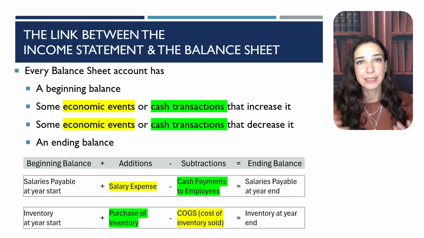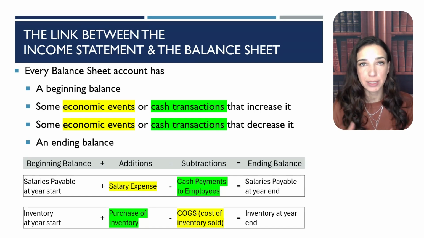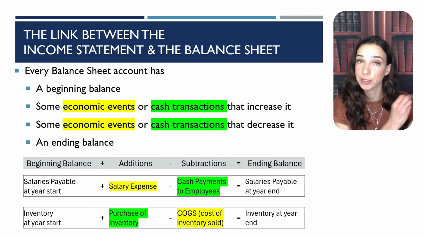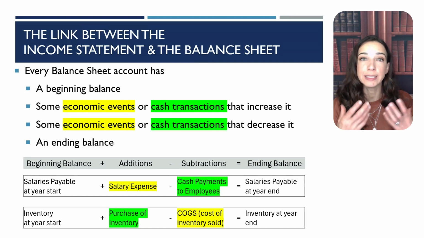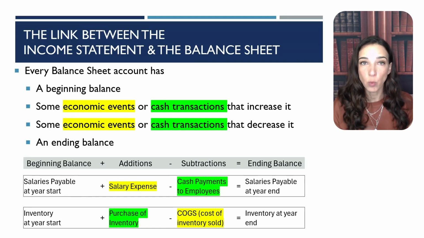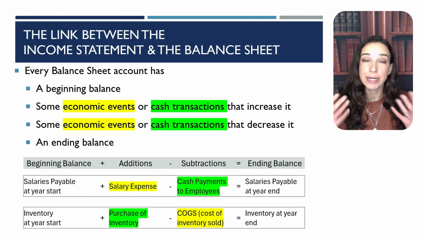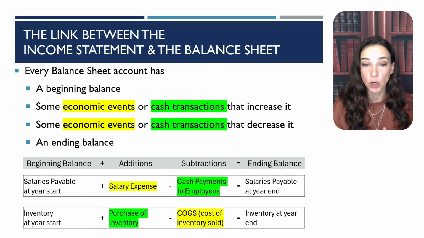So, for example, let's think about a couple of balance sheet accounts, an asset and a liability. When you start a period with a salaries payable, that starting balance reflects the work that the workers have done for you in the prior period that you haven't yet paid. So, you have an outstanding debt to your workers. Now, what happens during the period?